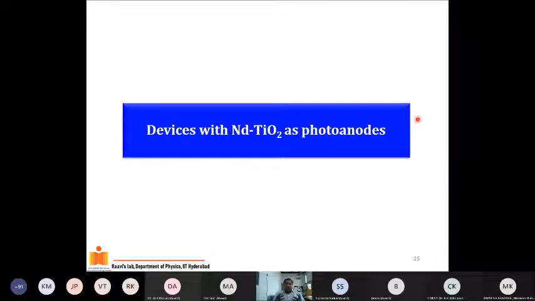Now we start looking at how the devices can be studied as photoanodes. I am not getting into the actual devices; I want to understand how my Nd-TiO2 would behave as a photoanode. Again, this is with respect to the dye-sensitized solar cell. So what we study is how the photoanodes, when you sensitize them with the dye and the quantum dot, help you understand this.